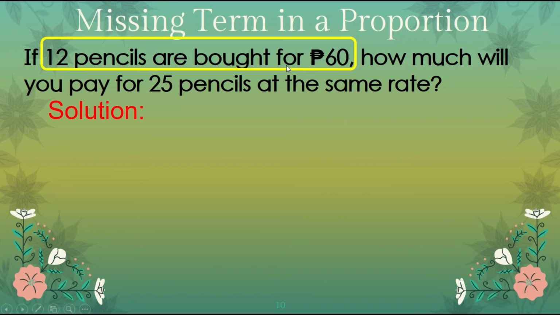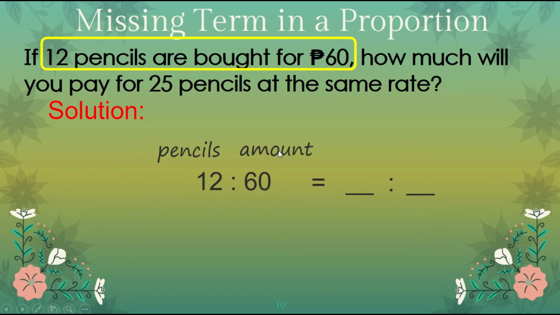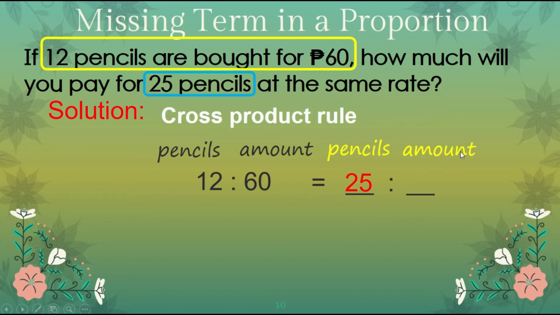If you will notice, our first ratio will be on this phrase: 12 pencils are bought for 60 pesos. It should be 12 to 60 is equal to blank is to blank. 12 is our pencils and 60 is the amount that we pay for the 12 pencils. So if we have this order, pencils and amount, for the second ratio we should have pencils and amount too. So 25 is the pencils, and the missing term will be the amount.